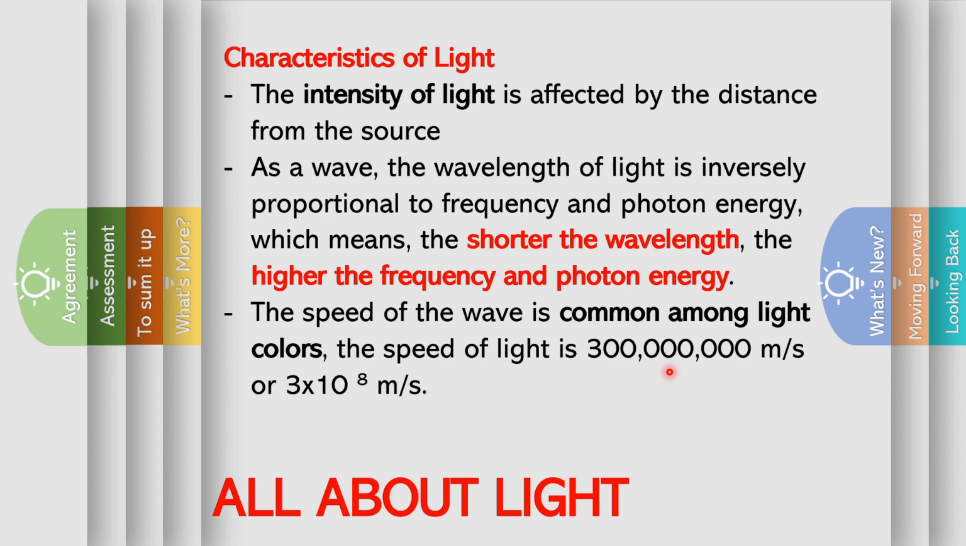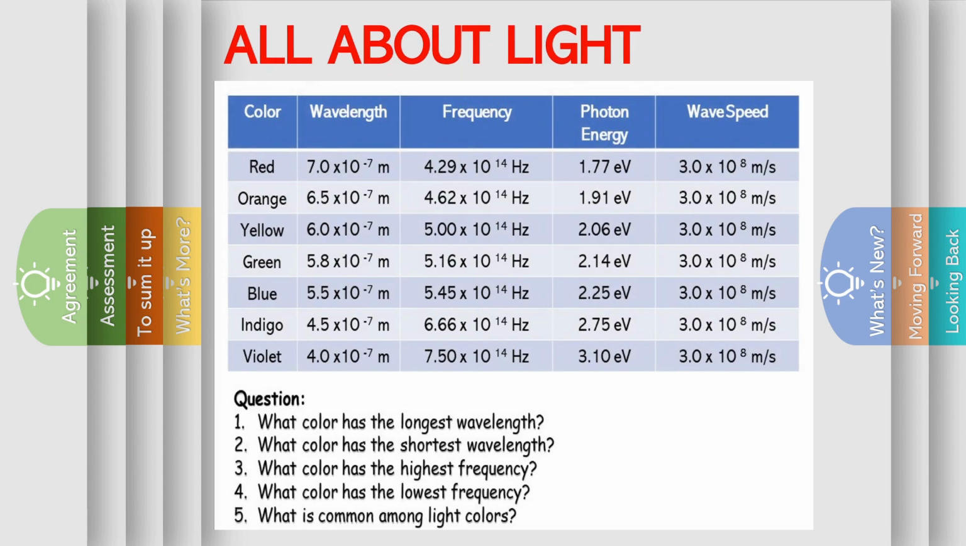The speed of the wave is common among light colors. The speed of light is 300 million meters per second. Okay? So the speed of light is 300 million meters per second. Imagine how fast is that. Sa loob ng isang segundo, makakarating siya ng 300 million meters. That's fast.